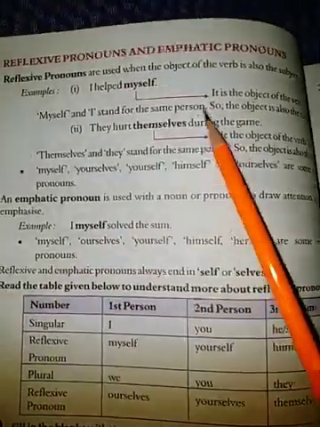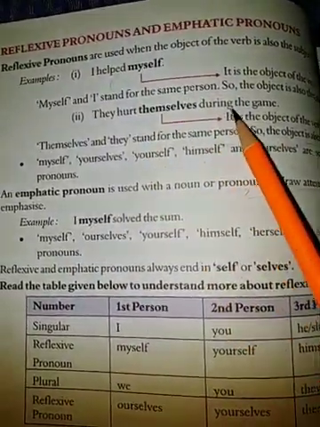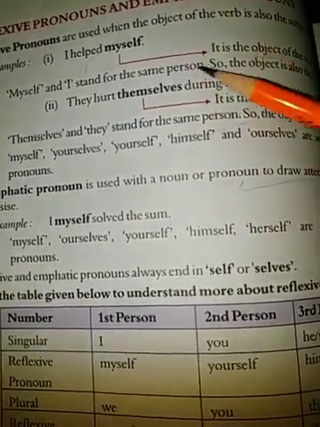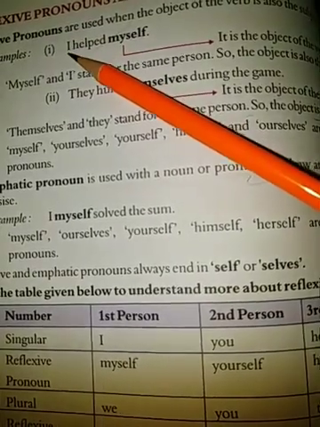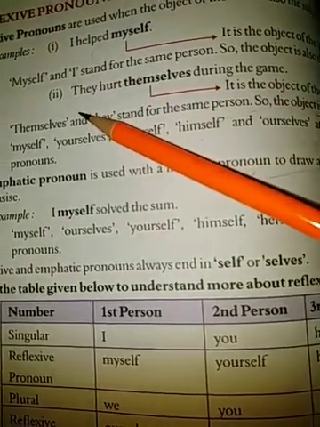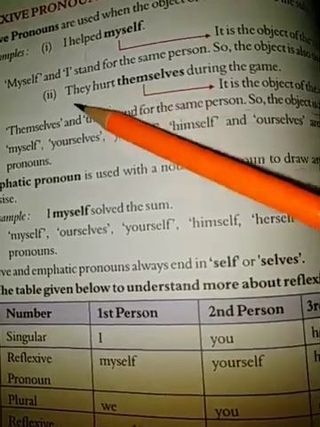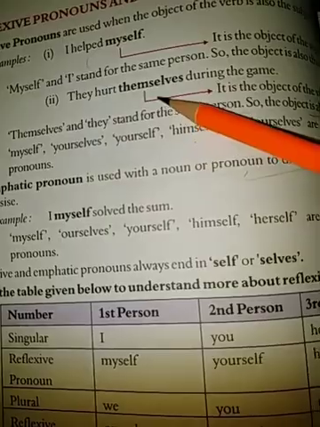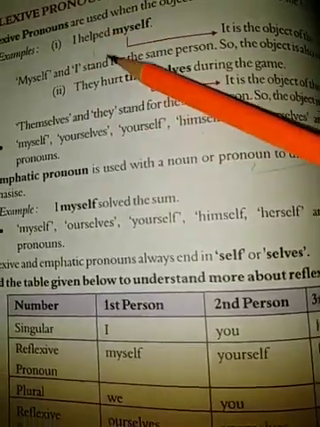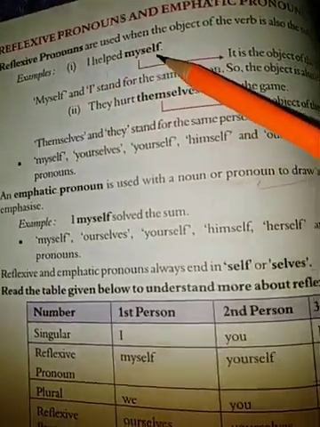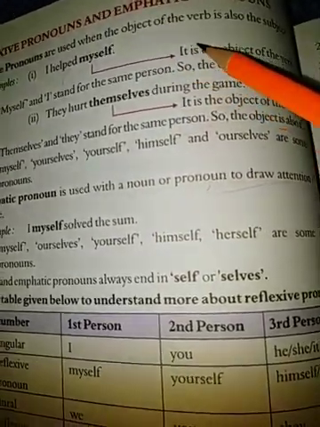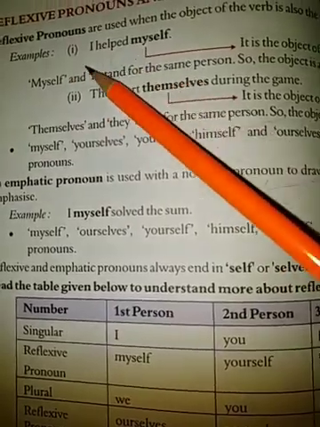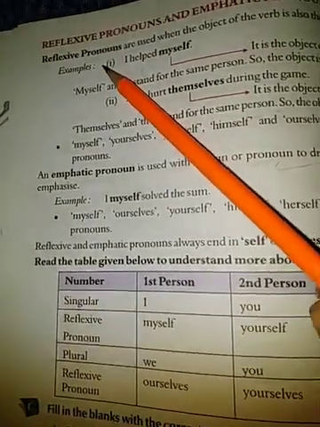Like here you can see in reflexive pronoun, whenever we talk about ourselves, like here I and myself, they and themselves. Whenever you see the same type of word like this, they and themselves, I and myself, these are reflexive pronouns, used when the object of the verb is also the subject. Here object and subject both are the same, then it is a reflexive pronoun.